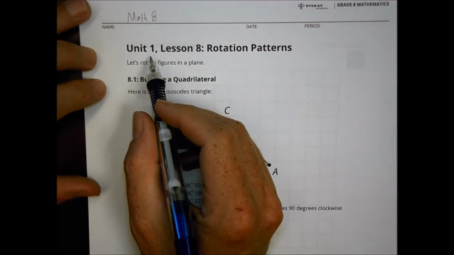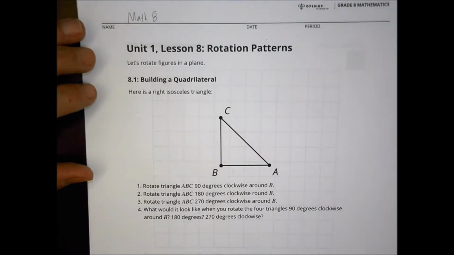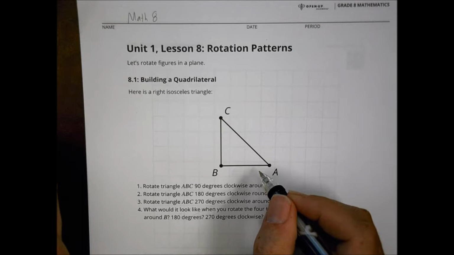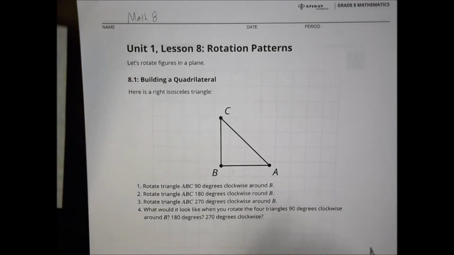Hi there, this is Math 8, Unit 1, Lesson 8, looking at rotation patterns. Today we're going to be looking at some shapes, and we're going to be moving them around different points to rotate them, whether it be clockwise or counterclockwise, a variety of degrees here.